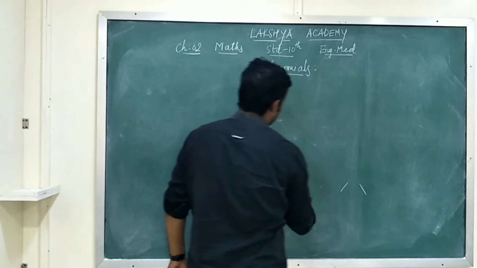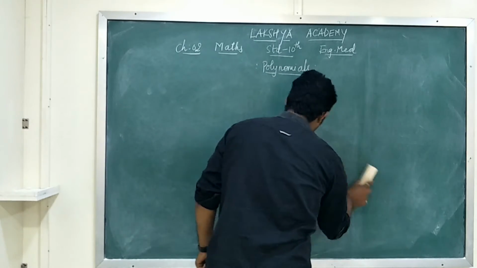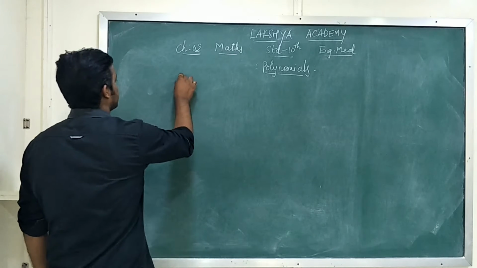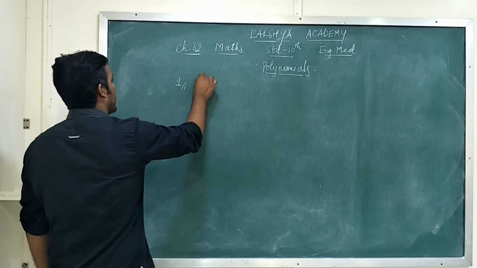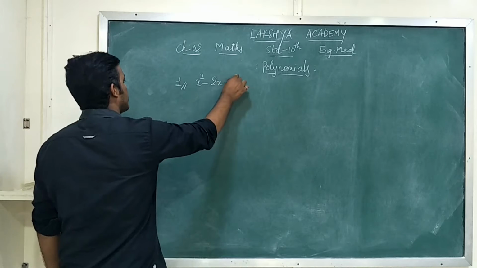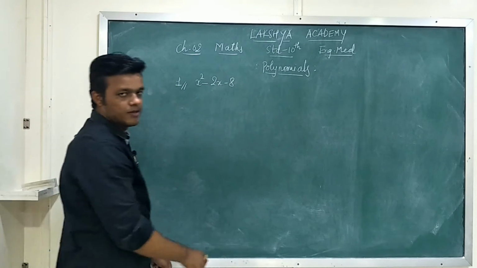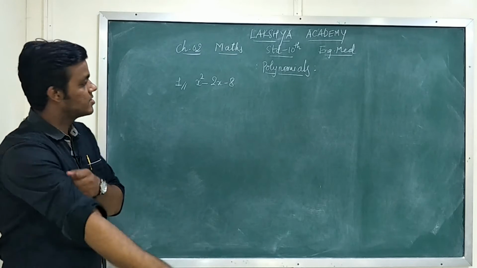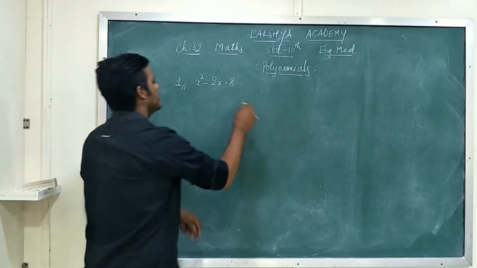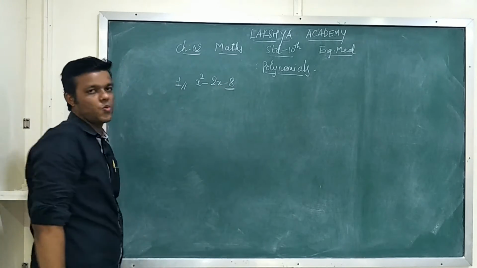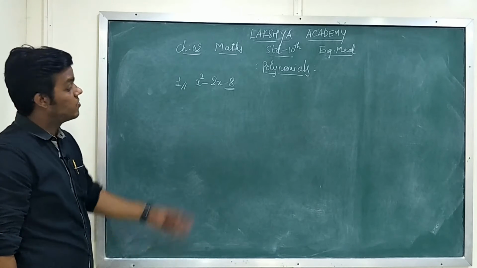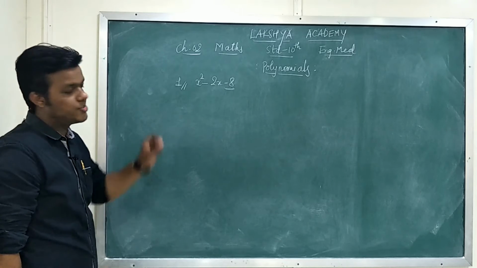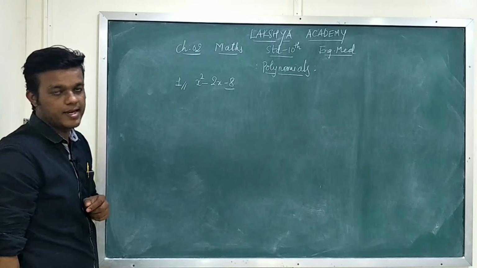First example is x square minus 2x minus 8. Here we can see that this is not a perfect square. Why? Because its last term is not a perfect square, nor a plus either. It should be positive, it should be a perfect square, right?